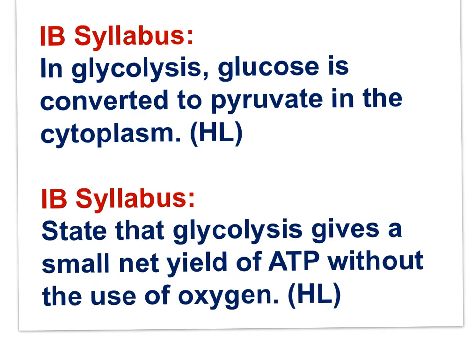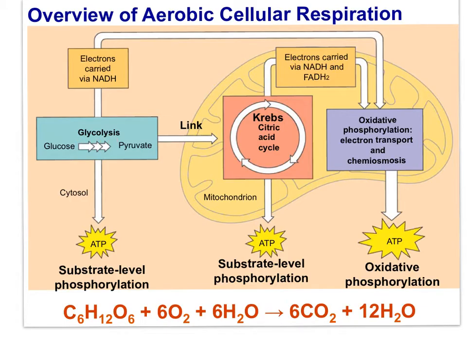In glycolysis, glucose is converted to pyruvate in the cytoplasm. State that glycolysis gives a small net yield of ATP without the use of oxygen. Glycolysis, seen here as the first set of reactions in cell respiration, occurs in the cytoplasm. Some ATP is produced as a product, and in glycolysis, glucose is converted to pyruvate.